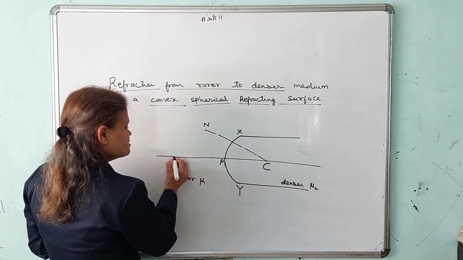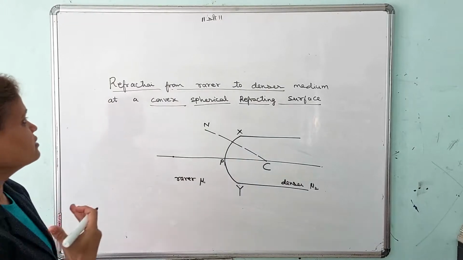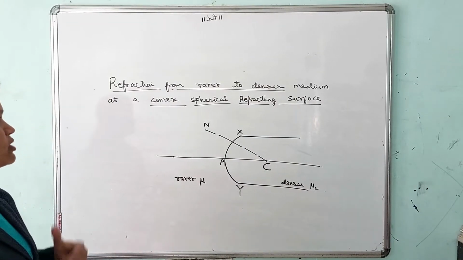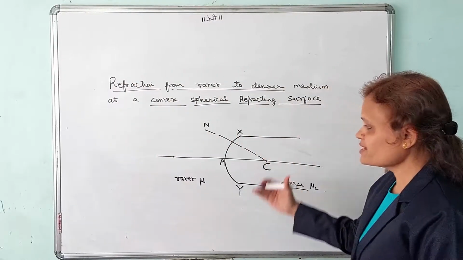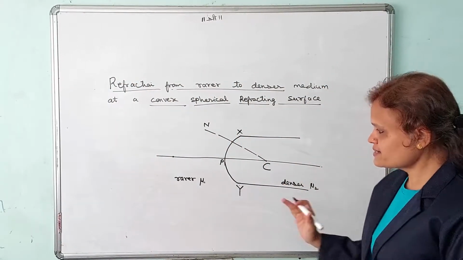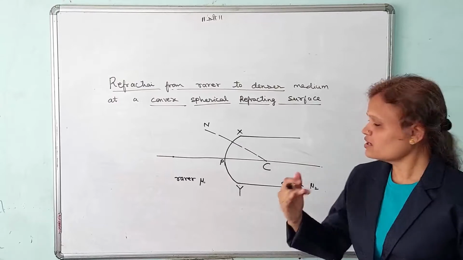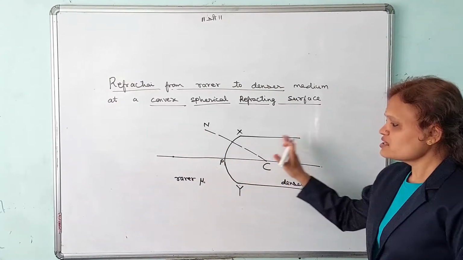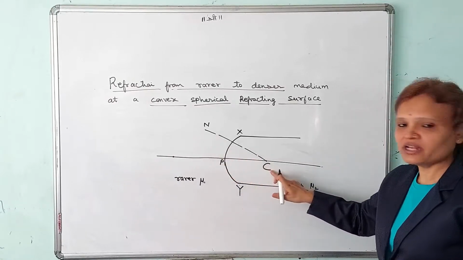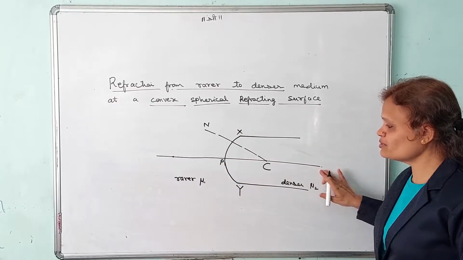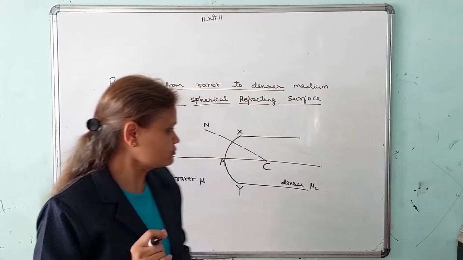Now there are many cases we are going to see, from denser to rarer, then convex, concave, all these cases are there. But once you understand what steps you have to do, like first you have to draw the surface, a principal axis, show the pole, then you draw a normal. Normal will intersect the principal axis at point C.